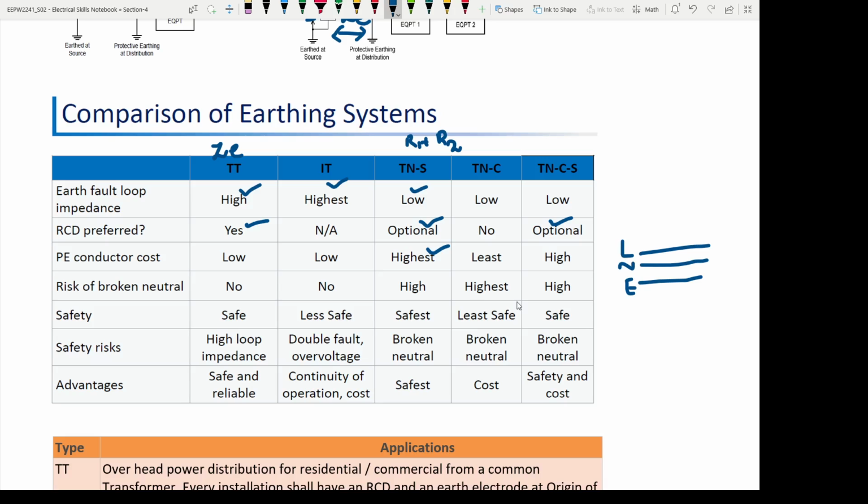And then TT, inside your installation you are going to have an earth conductor and neutral conductor separately, and it is going to be connected to the earth. Inside your installation you are going to have the earth conductor, and even on the distribution side they are going to have the earth conductor. So here the cost will be low. So, very less one is TNC, and the other one, TT, is low. Highest one is TNS.